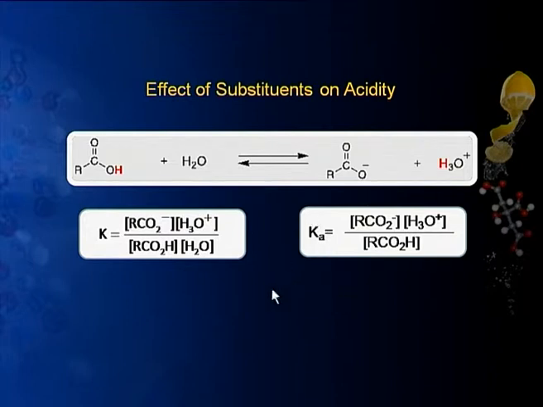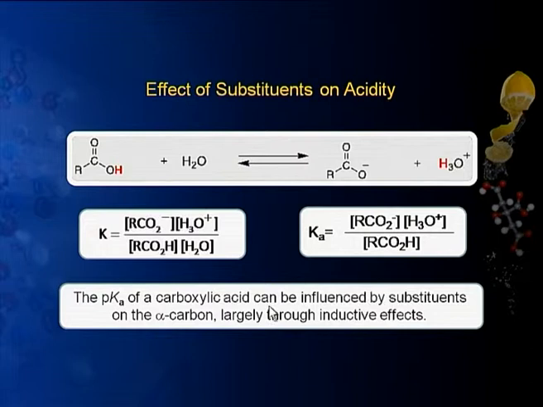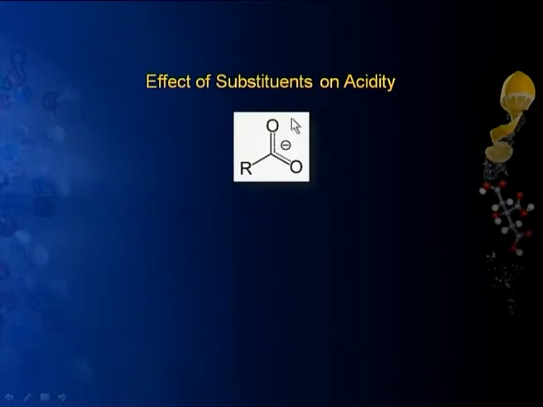So, for higher Ka we get the lower value of pK, and carboxylic acids with lower pK value are stronger acids. Now, on what factors will this pK value depend? Mainly it will be decided by the inductive effect. Let us take this carboxylate anion. This negative charge is resonance stabilized over these two oxygens. Now, what is the influence of this R group?